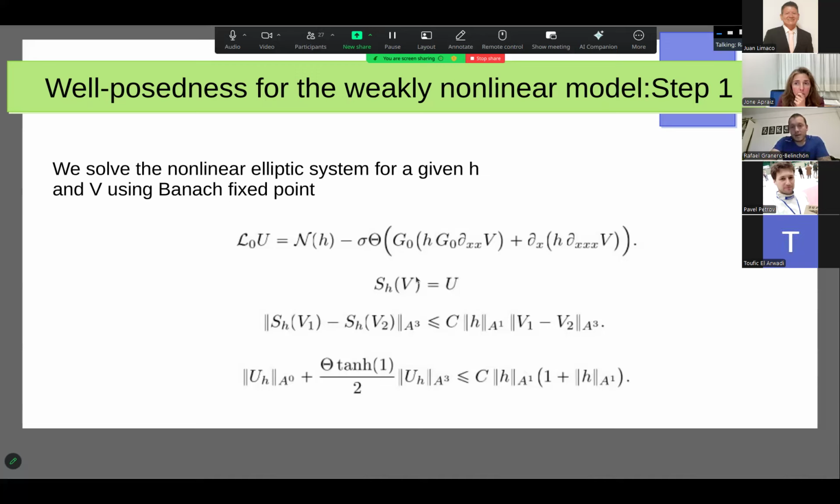And in this way, for fixed h bar and capital V, we can define the mapping that, given V and little h bar, solves and recovers U. And then we consider the difference between two of these, the increment of this mapping, if you like, and then we can find this estimate right here.